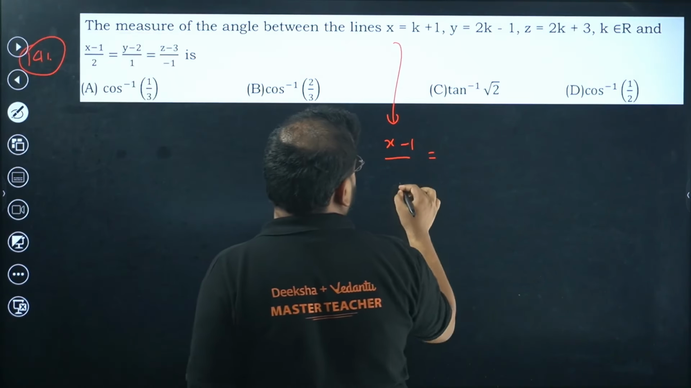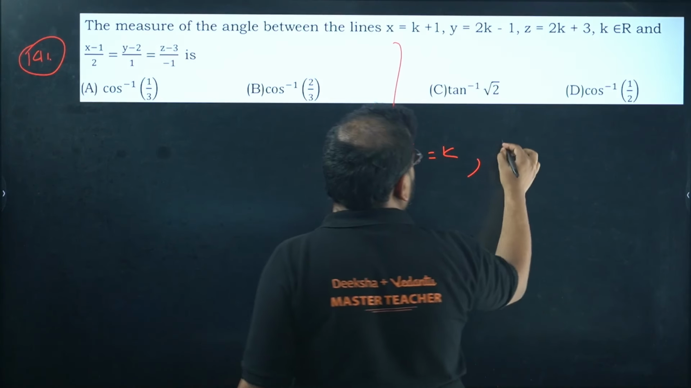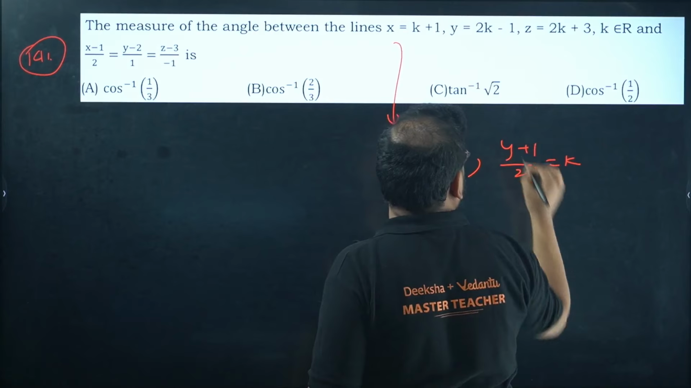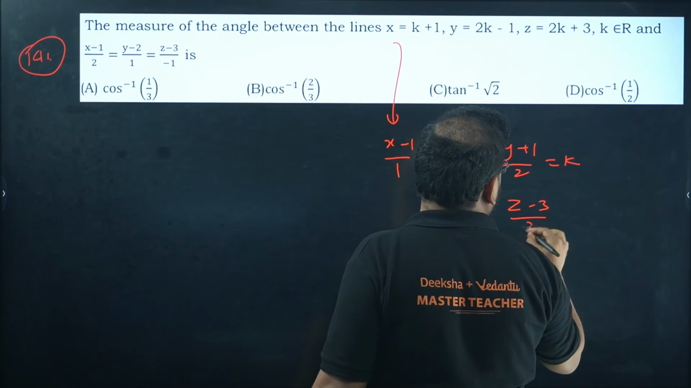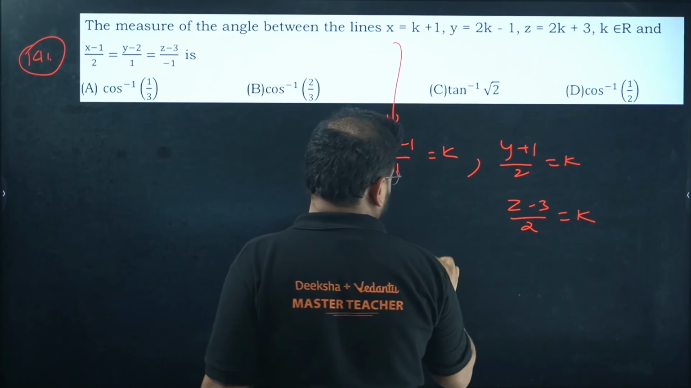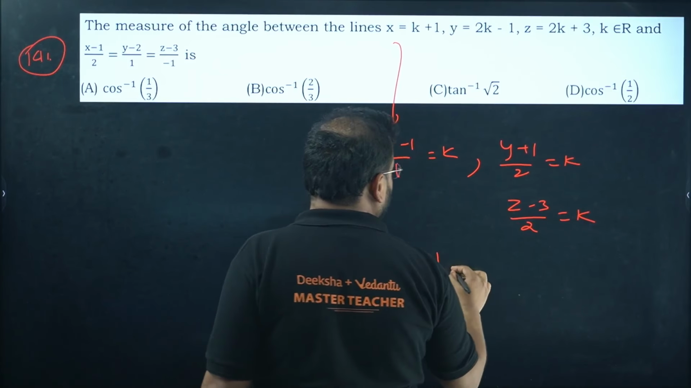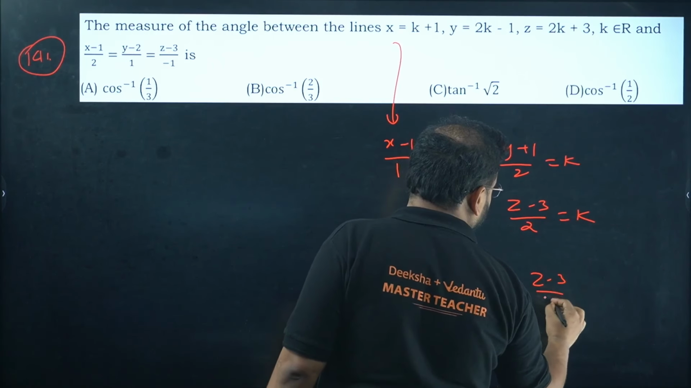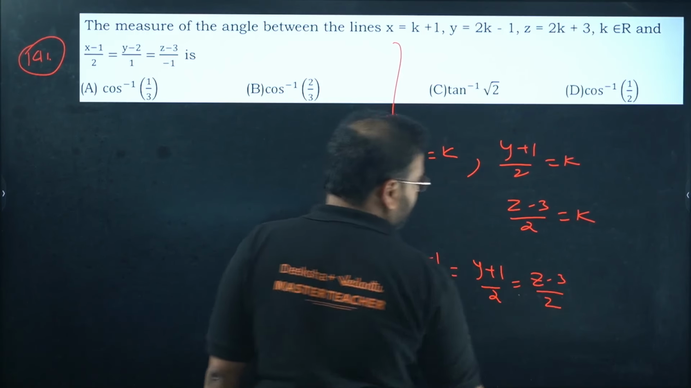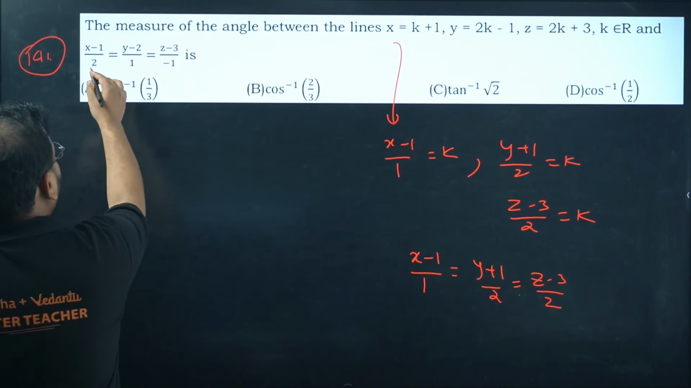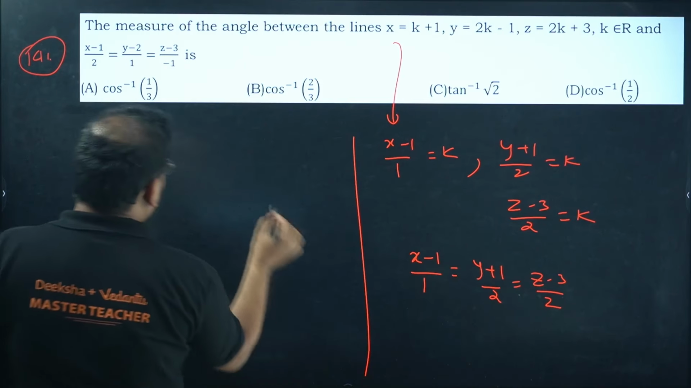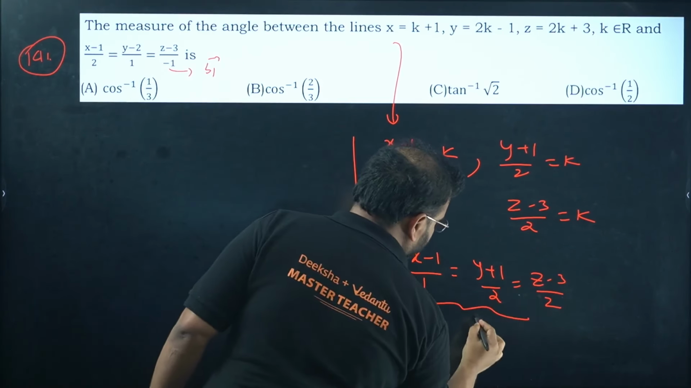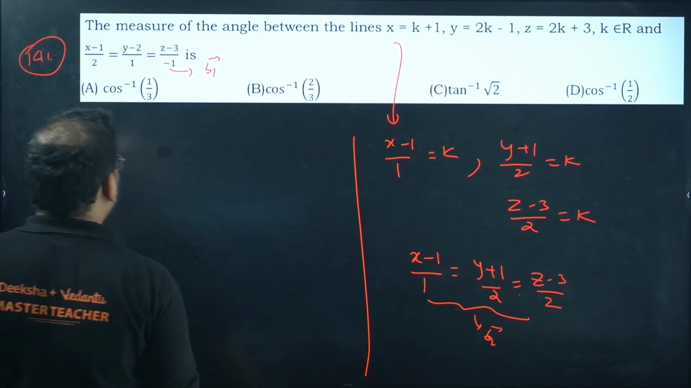X minus 1 by 1 equals k. Over here, y plus 1 by 2 equals k, bringing 1 and then dividing by 2. Z minus 3 by 2 equals k. Compare from the parametric form: x minus 1 by 1, y plus 1 by 2, and z minus 3 by 2. Okay, this is one of them. Over here we have 2, 1, minus 1. This is your vector b1. This represents your vector b2. The DR is in the denominator.